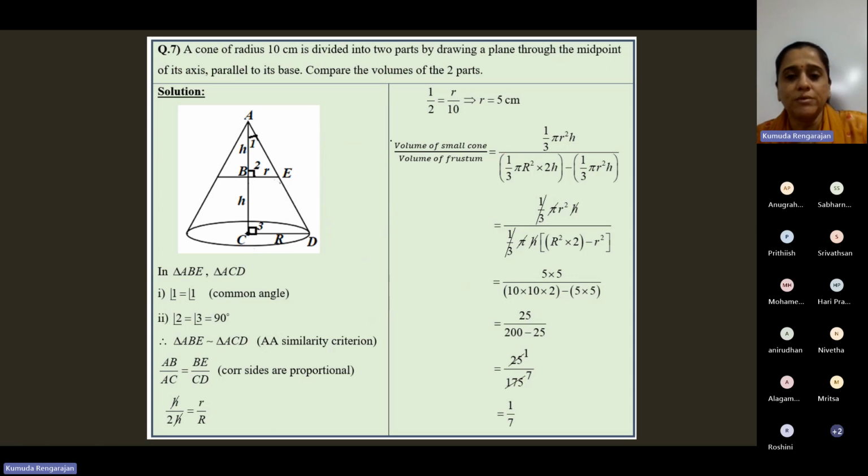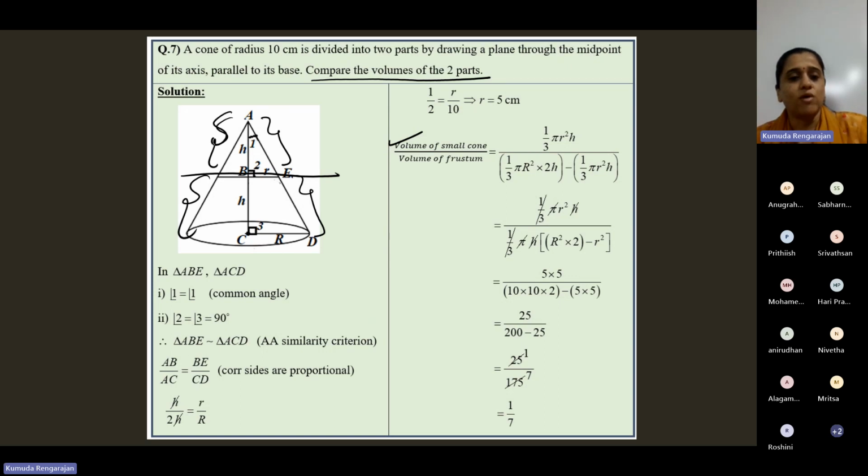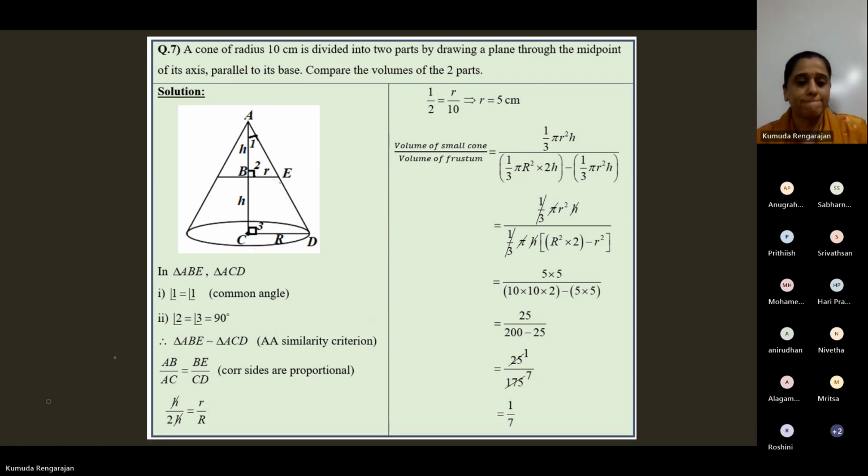So here I've written volume of small cone, which is this one, by the volume of the frustum. Frustum is this remaining portion. You'll have to compare the volumes of the two parts. The two parts are this one and this one. This one is the small cone and this one is the frustum. So you'll have to compare the volumes of the two parts. Yeah, do it. I will explain this. You can work on it yourself first and then we'll discuss.